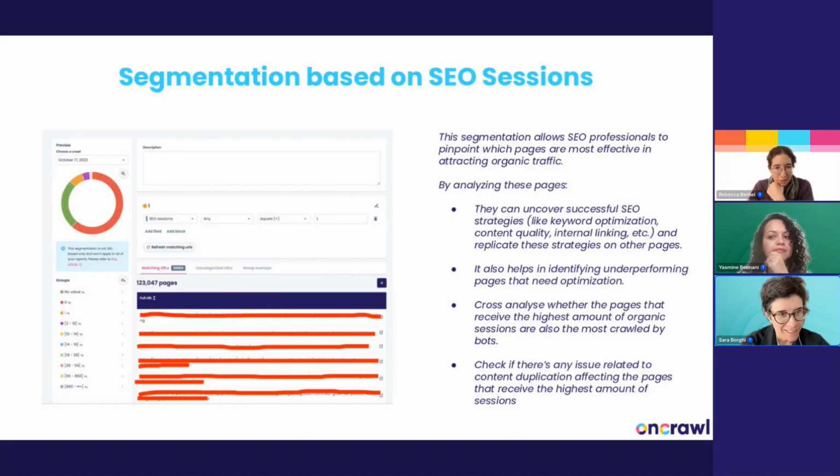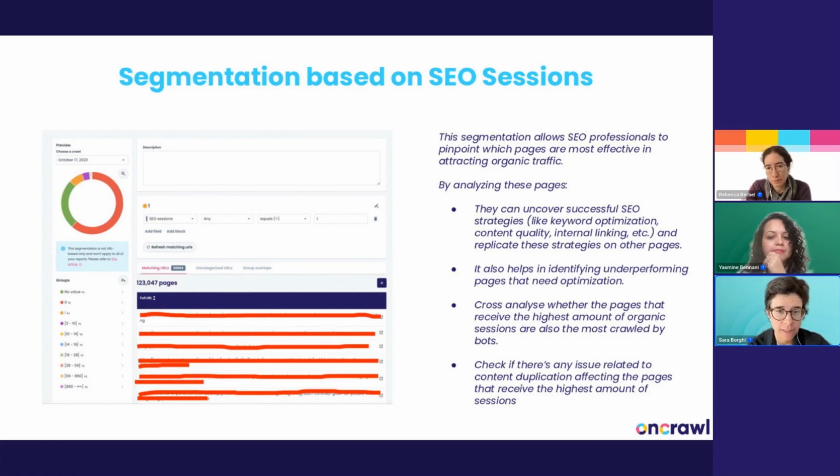So I guess the first one, it's a pretty basic one, rather standard, but it's a segmentation by SEO sessions. Using this segmentation, you can effectively study which pages attract the most organic traffic on your site, and on the contrary, the pages that tend to attract less. You can uncover what is successful for the pages getting a lot of organic traffic, like the content and the internal linking strategies applied on them, and use them to gain insights on how you can replicate them on other pages as well.